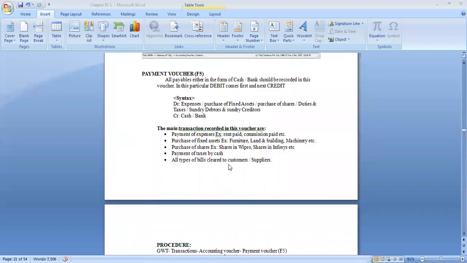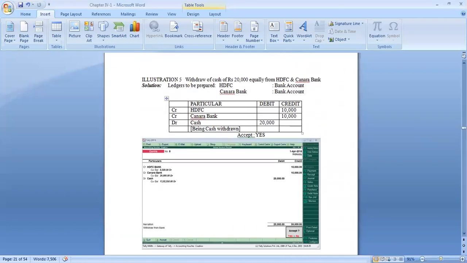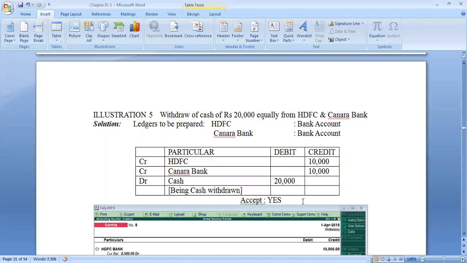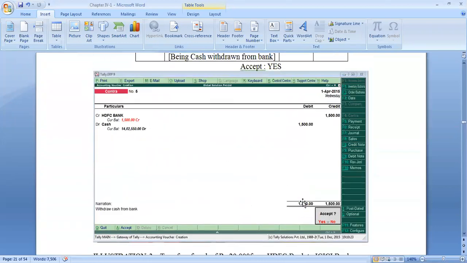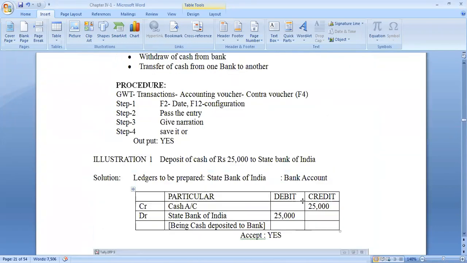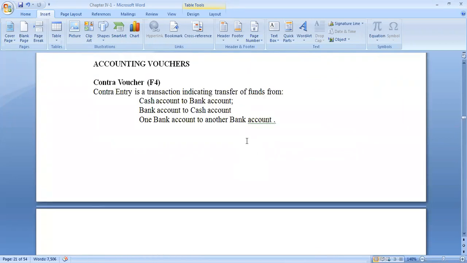Hello everyone. In the previous class, we discussed contra vouchers. Today we will discuss payment vouchers, and how a transaction is done with the payment voucher. Contra voucher entirely speaks with the configuration of F4. Do not forget, contra voucher always speaks with the configuration of F4.